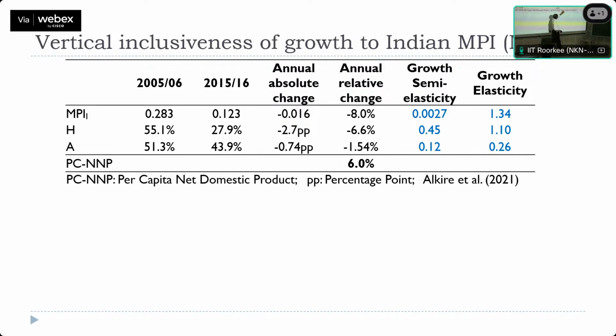So here you have the elasticities. This is growth semi-elasticity, and these are growth elasticity. These are absolute changes in these indicators divided by the relative change, which is growth, over here, 6% annual change. And these are growth elasticities. So percentage change divided by percentage will give you growth elasticity. Absolute change divided by percentage will give you semi-elasticity.